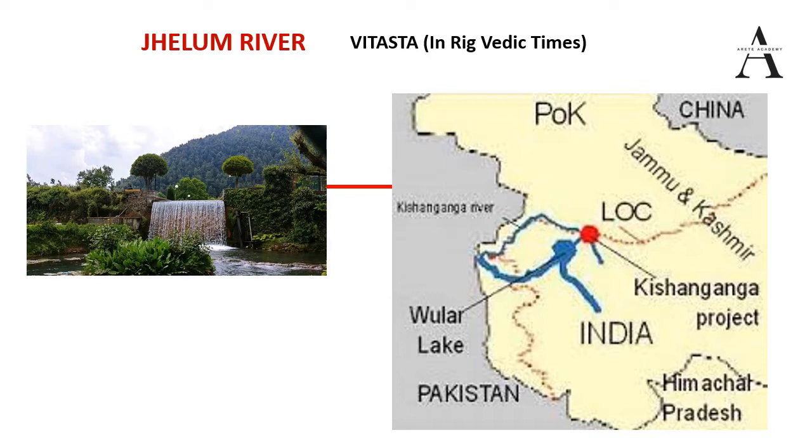Jhelum River, that is Kishan Ganga River, as encircled on the screen. The project was in the news because its construction was objected to by Pakistan and it went to the International Court of Arbitration. But the court verdict came in favor of India and thus we are continuing to build the project.